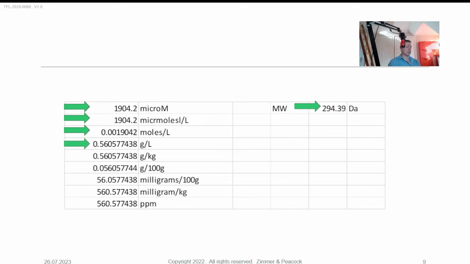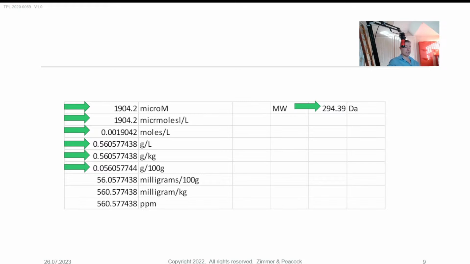And now I have 0.56 grams per liter. I've just assumed that 1 liter of water weighs 1 kilogram, which is a fairly reasonable assumption. So 0.56 grams per kilogram, because they want these units in grams per 100 grams. I've then divided by 10, so I'm not looking at 1 kilogram, I'm just looking at a tenth of it, which is 100 grams, and I get down to 0.056.